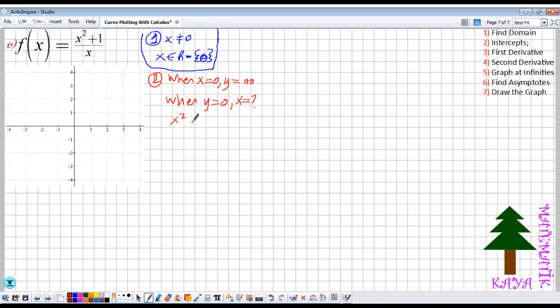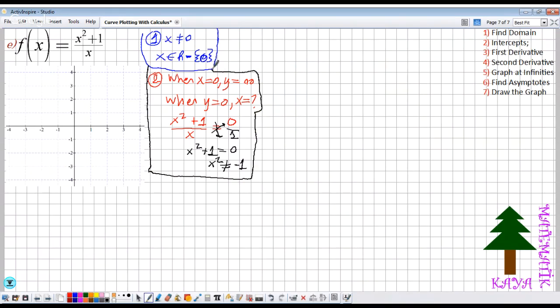So x squared plus 1 over x is equal to 0. Let's use the normal steps here. Let's write 0 over 1 and do the cross product. This part times 1 is x squared plus 1, and x times 0 is 0. X squared can never be equal to minus 1 in the real numbers set. So there is no intercept.